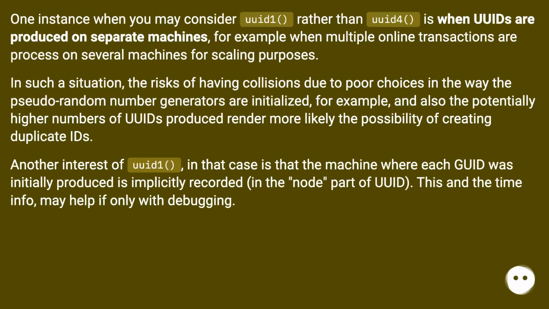One instance when you may consider uuid1, rather than uuid4, is when UUIDs are produced on separate machines, for example when multiple online transactions are processed on several machines for scaling purposes. In such a situation, the risks of having collisions due to poor choices in the way the pseudo-random number generators are initialized, for example, and also the potentially higher numbers of UUIDs produced, render more likely the possibility of creating duplicate IDs. Another interest of uuid1, in that case, is that the machine where each UUID was initially produced is implicitly recorded in the node part of the UUID. This and the time info may help, if only with debugging.